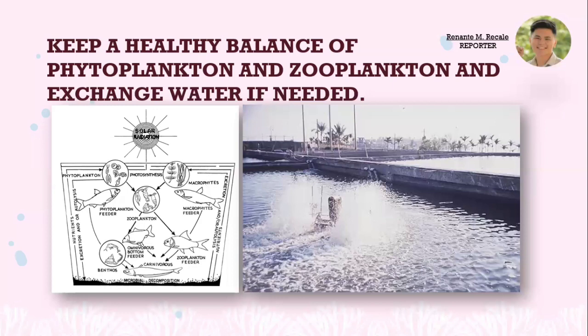When there is too much plankton due to excess nutrients in the water, harmful algal blooms can result. This can decrease the sunlight and oxygen in the water, which can disrupt the natural ecosystem. So it is important to keep a healthy balance of the phytoplankton and also the zooplankton to avoid toxicity in the water.